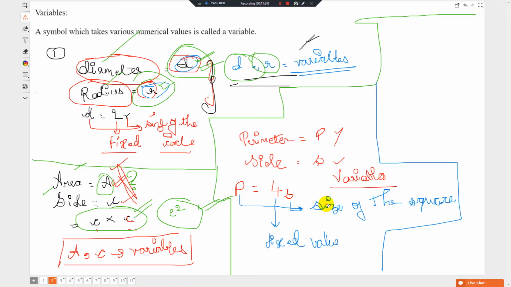A symbol which takes various numerical values is called a variable. A symbol, it can be a 2. These are known as symbols, not symbols like plus; those are math symbols. These are algebraic symbols.